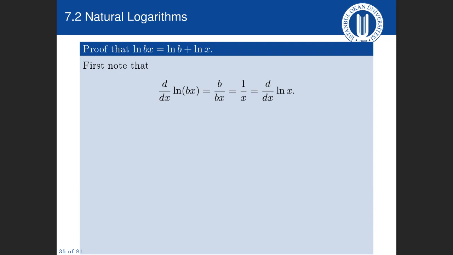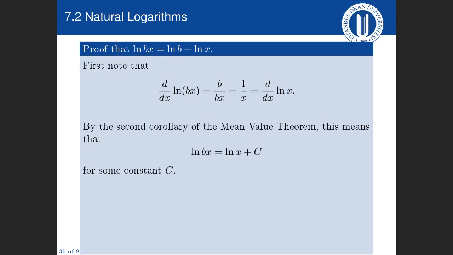We have 2 different functions, ln of bx and ln of x, which have the same derivative. And we've looked at this idea earlier. If you go back to the second corollary of the mean value theorem, all of the way back in lecture 6: if 2 functions have the same derivative, then one function must be equal to the other function plus some constant c. So because ln bx and ln x have the same derivative, we must have ln bx equal to ln x plus some constant c.